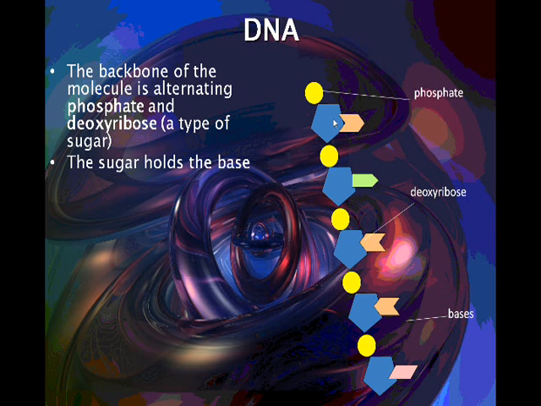The base is only attached to the sugar. The base is not attached to the phosphate. So we have this alternating phosphate here in the middle, but there's kind of a space between the bases. There's no base attached to any of the phosphates.